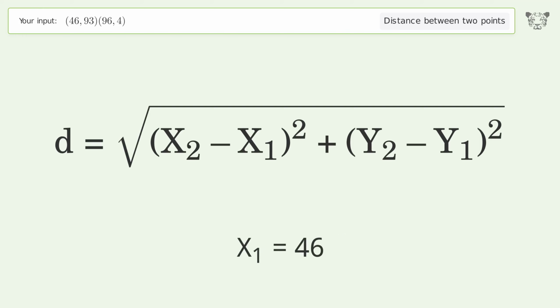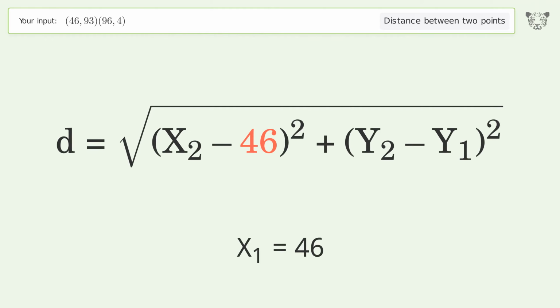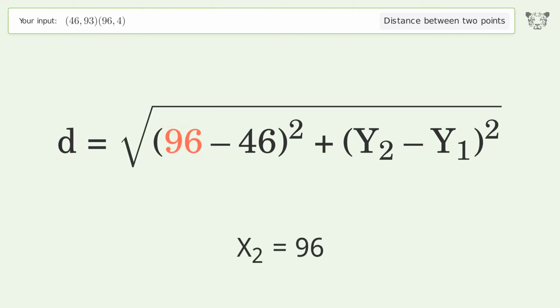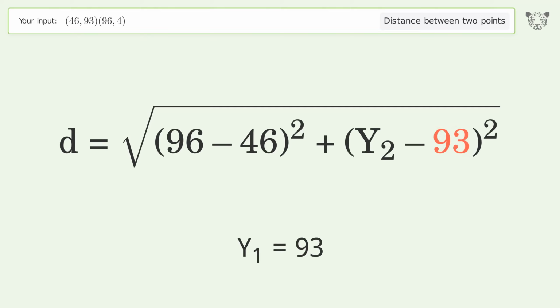x1 equals 46. x2 equals 96. y1 equals 93. y2 equals 4.